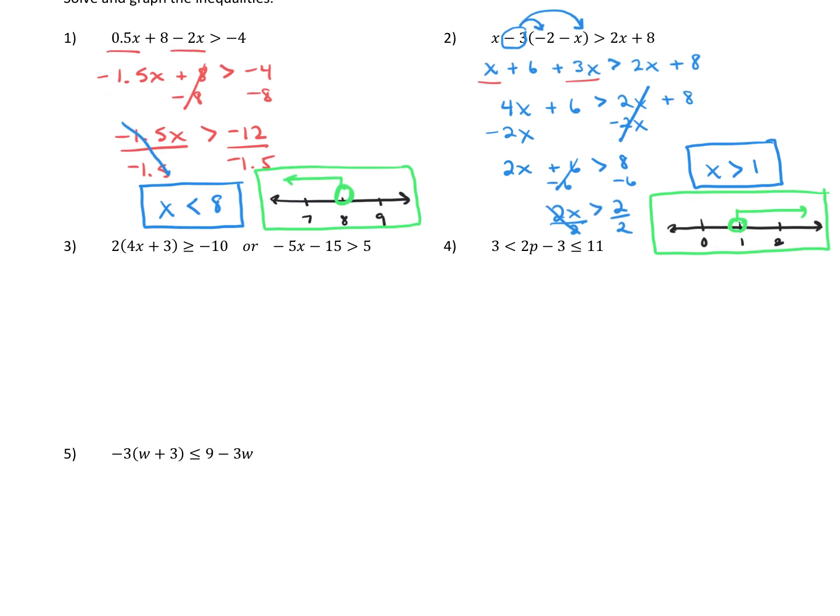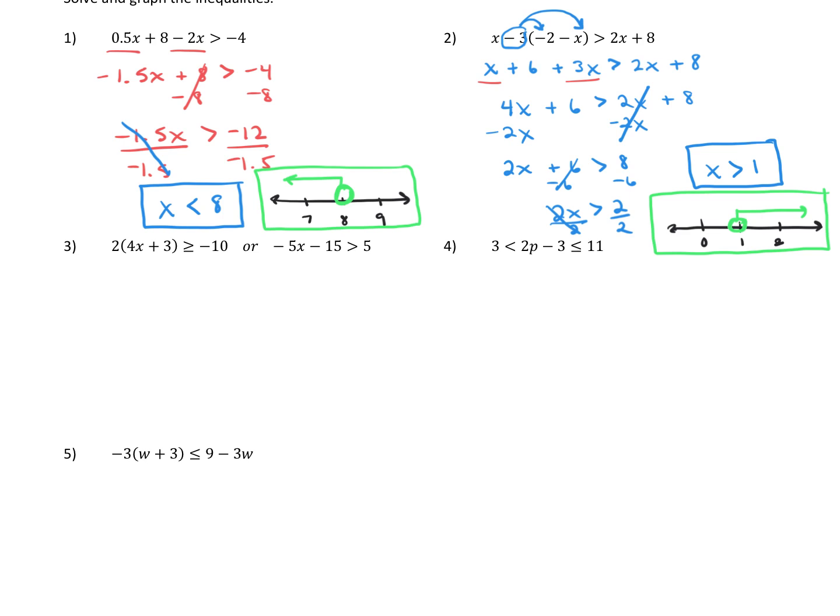All right, number 3. So here's a compound inequality. We can see it's connected with the word or. We've got this one on the left or this one on the right. So what we do is we solve these separately. We're going to solve this one. We're going to solve this one. This or is going to carry down and be part of our answer.